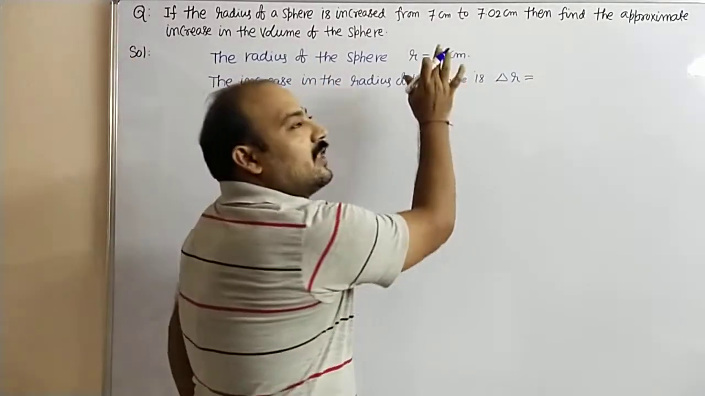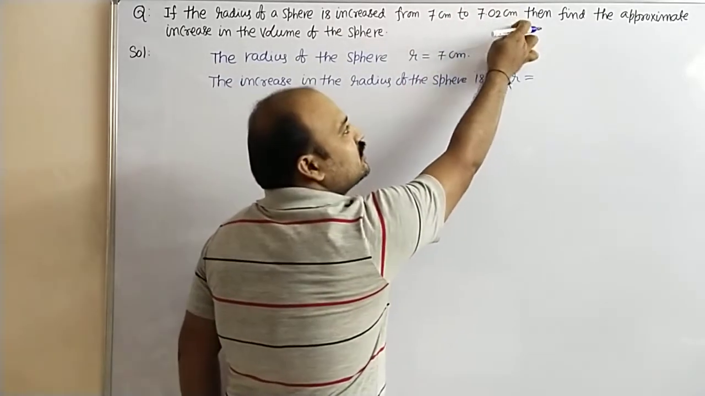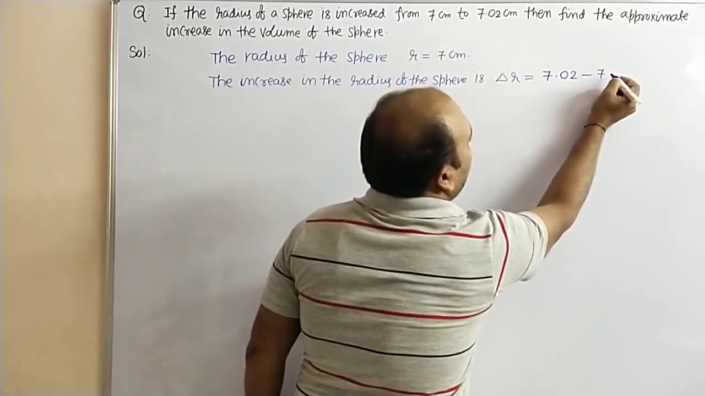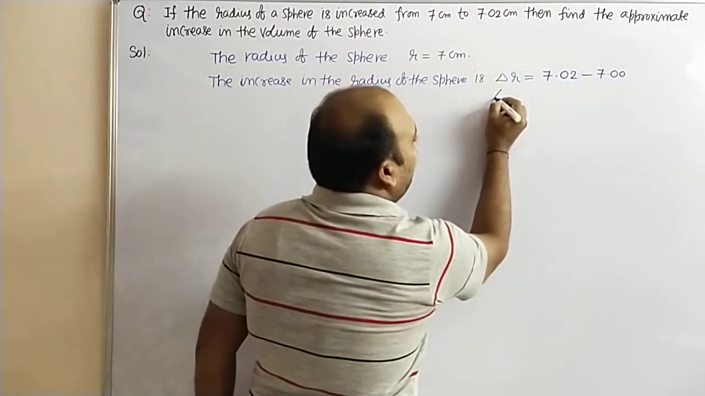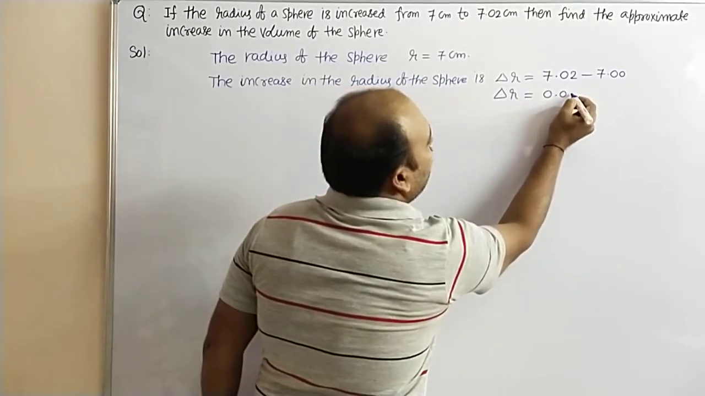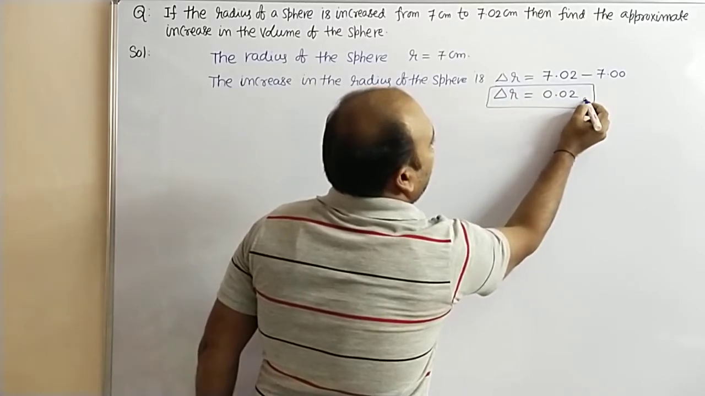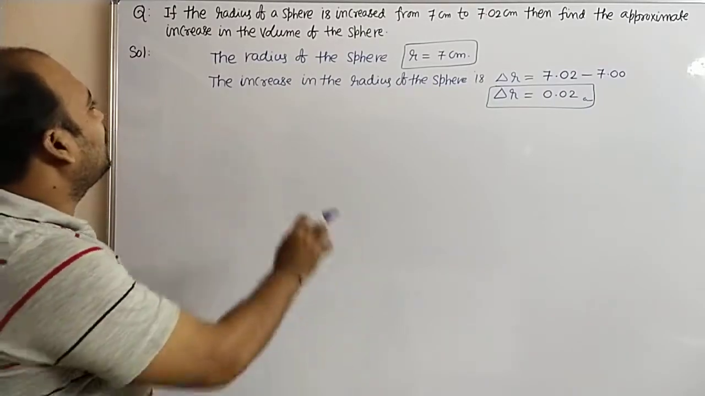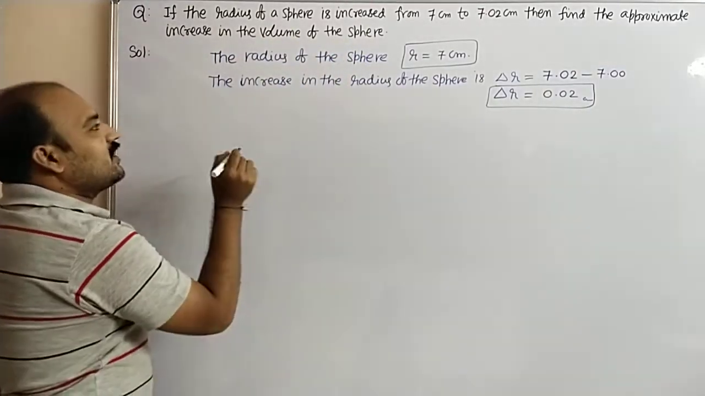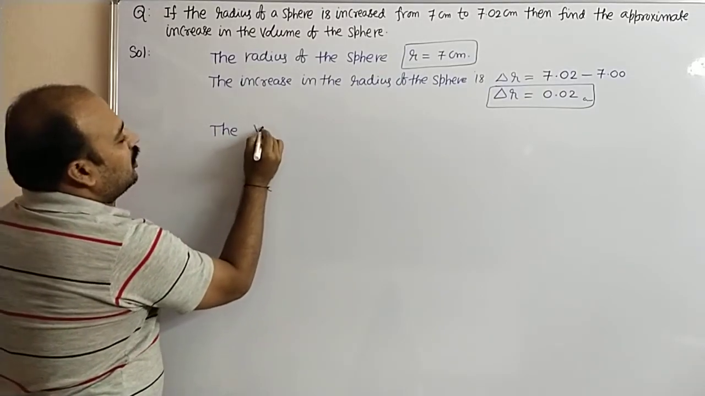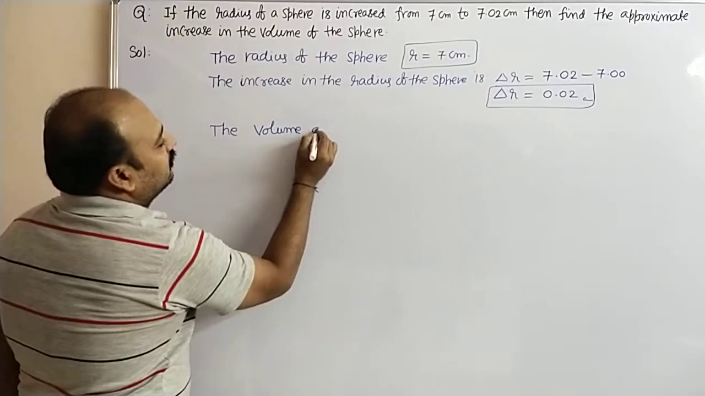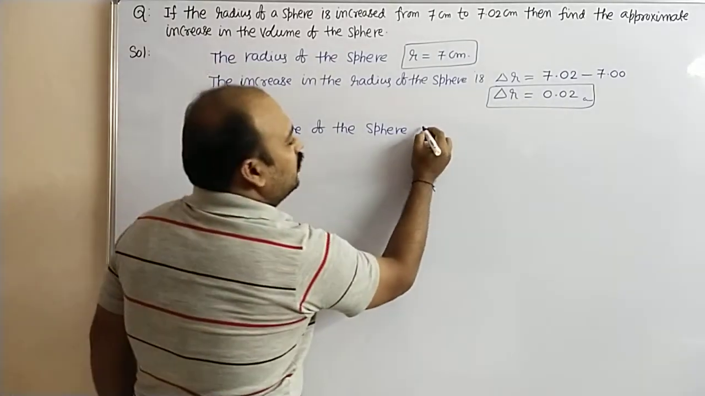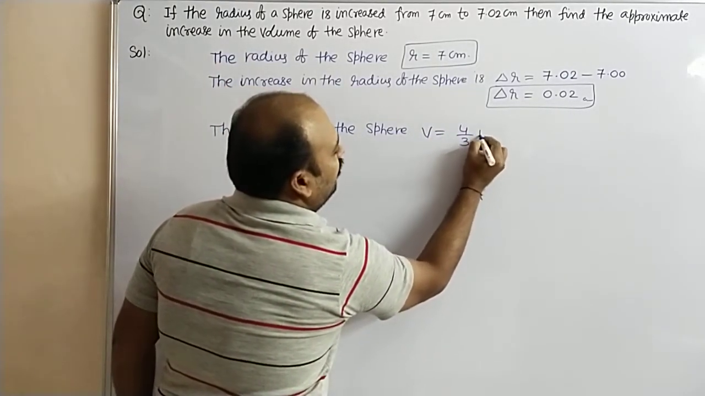Indirectly it is given. The radius is changing from 7 centimeters to 7.02, no? So 7.02 centimeters minus 7, 7 means 7.00. So delta r equal to 0.02 centimeters. So radius of the sphere is equal to 7 centimeters. Now they are asking the increase in the volume of the sphere. First write the formula for the volume of the sphere. V is equal to 4 by 3 pi r cube.